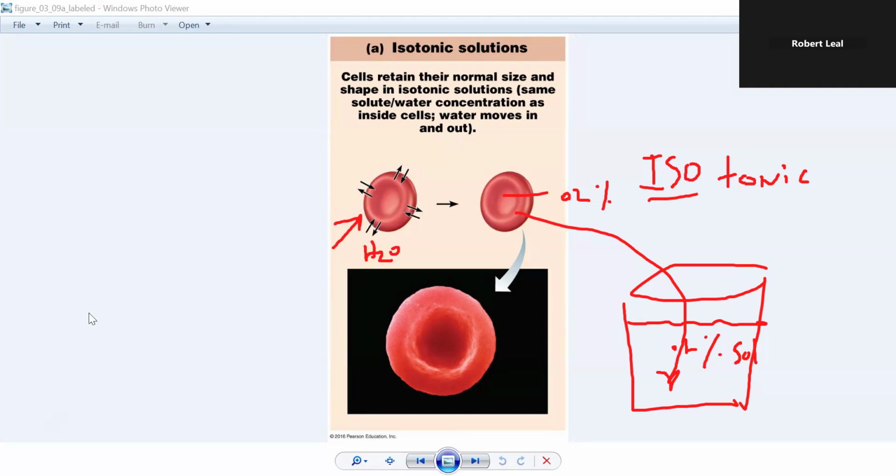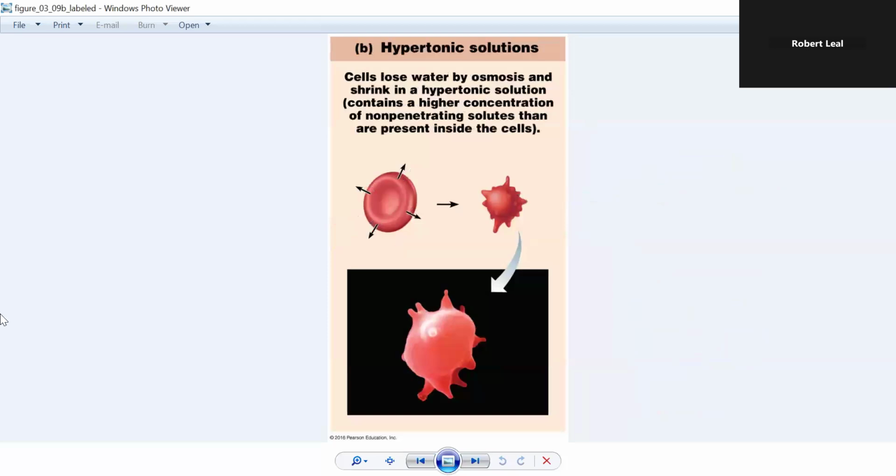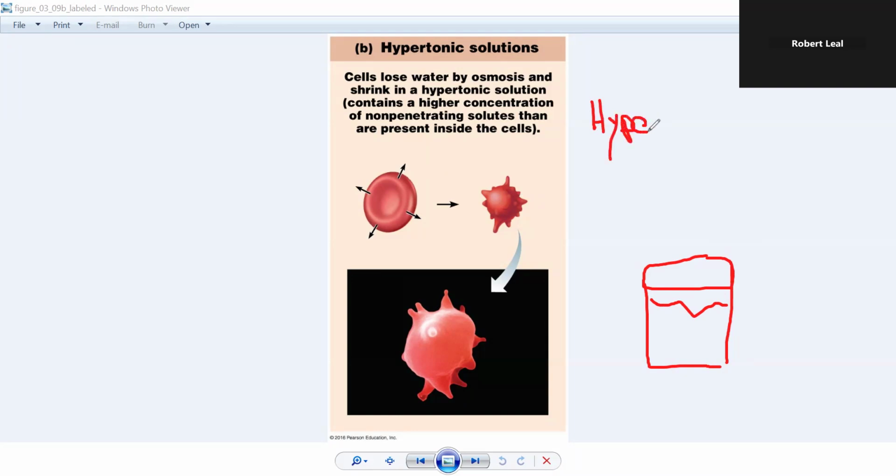All right, let's clear the drawings. Let's go to the next slide. Now, what would happen if you put your cells in what's called a hypertonic solution? Well, that's similar to putting salty water in the soil of a plant. That's going to draw water out. So hyper is referring to more of, let's try to spell this out with a mouse. I know it's not pretty. And then tonic, again, referring to the amount of solutes.